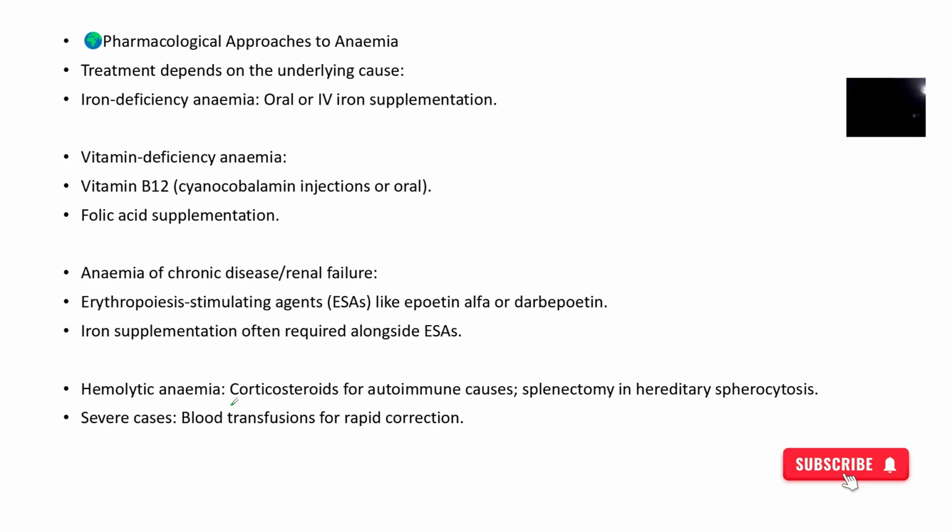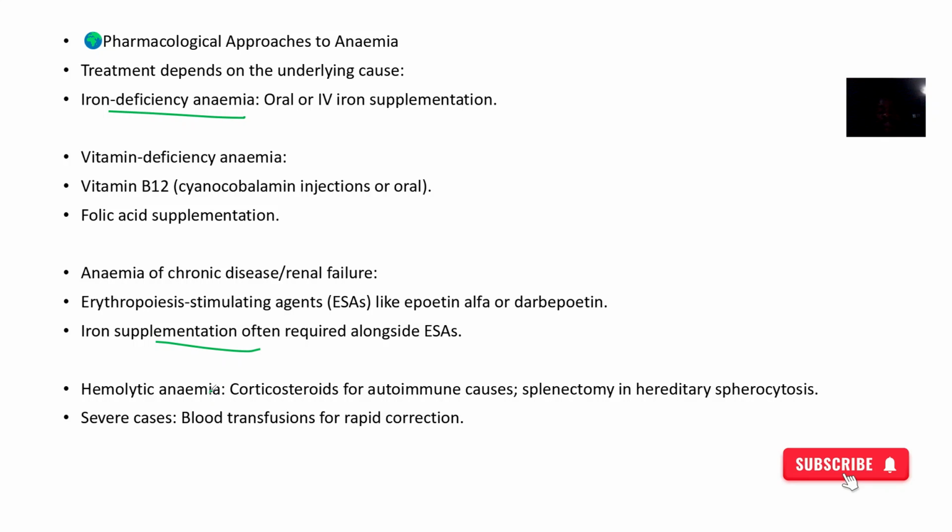Then for the pharmacological approach to anemia, you are trying to treat based on the underlying cause. It could be iron deficiency anemia, so you replace with oral iron or intravenous iron. It could be vitamin B12 deficiency, or folate deficiency, where you replace with folic acid. Then you can also have anemia of chronic disease, where you give drugs that will stimulate more blood production. Iron supplementation is often required alongside it.